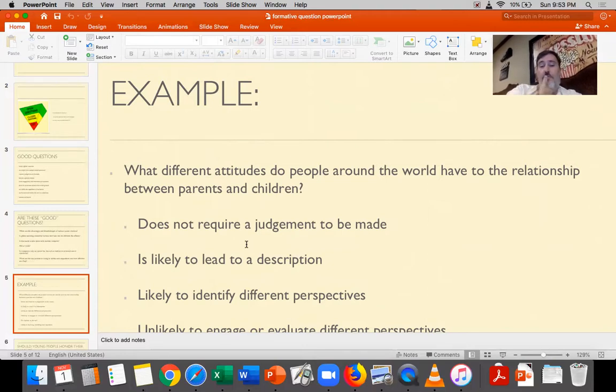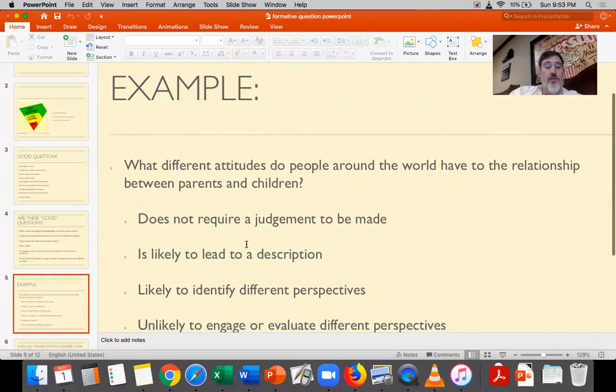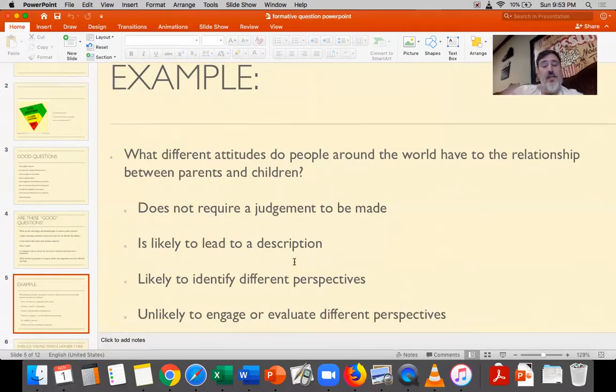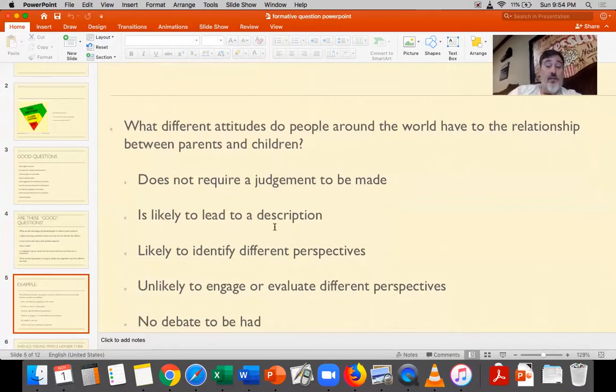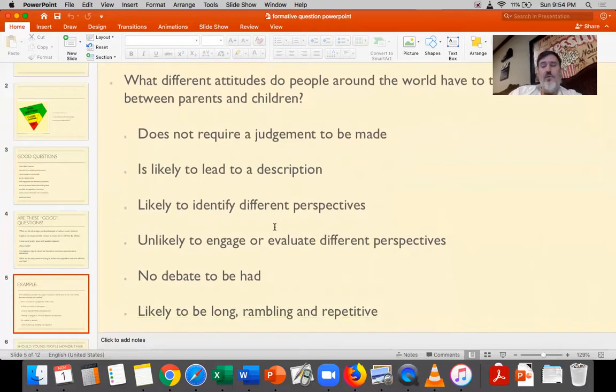What different attitudes do people around the world have to the relationship between parents and children? It does not require judgment to be made. It's likely to lead to a description more so than an analysis, because it's just talking about different types. Anyway, as I was saying, it's likely to lead more to a description rather than a judgment. It would be likely to identify different perspectives, but there's no real debate to be had.